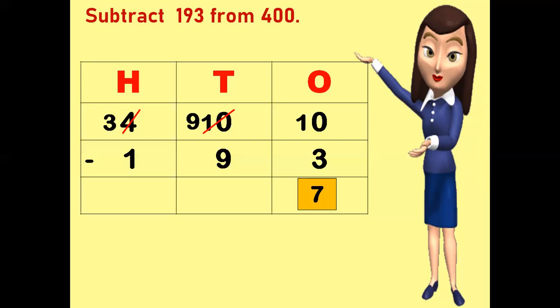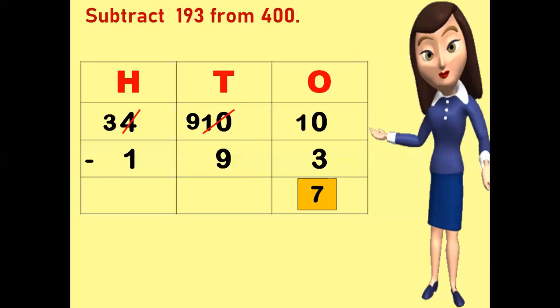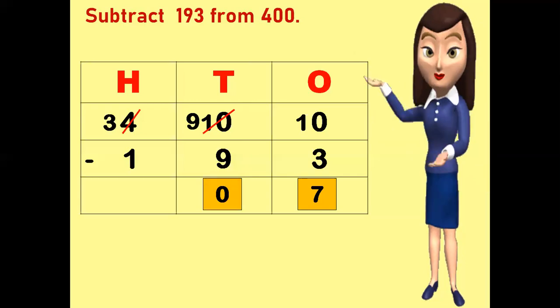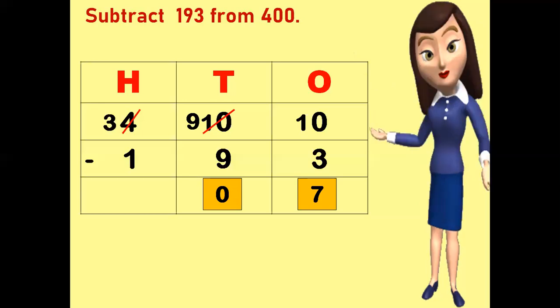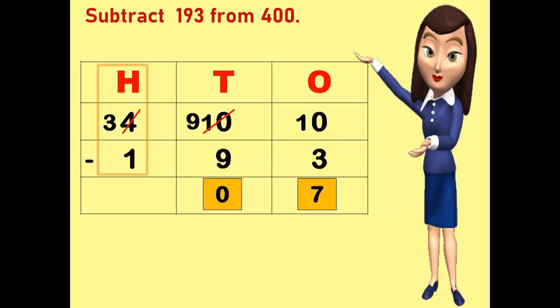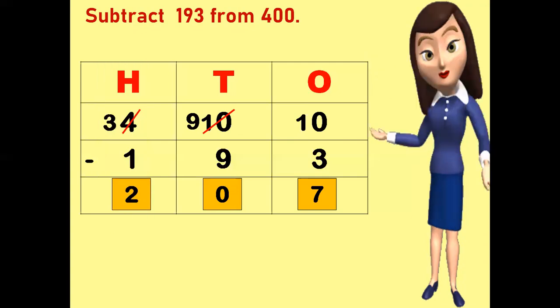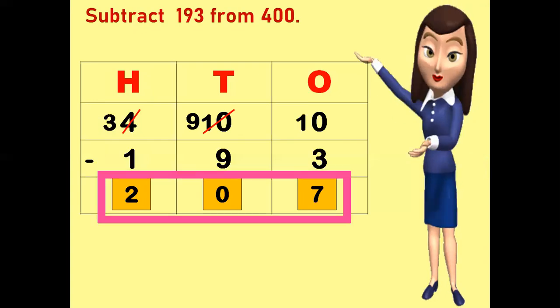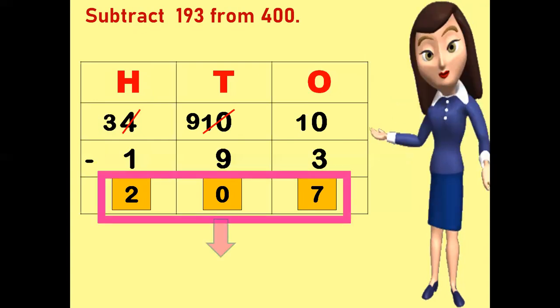And subtracting tens from tens, 9 tens minus 9 tens, we get 0 tens. Subtracting hundreds, 300 minus 100, we get 200. So our answer is 207. And this is called the difference.